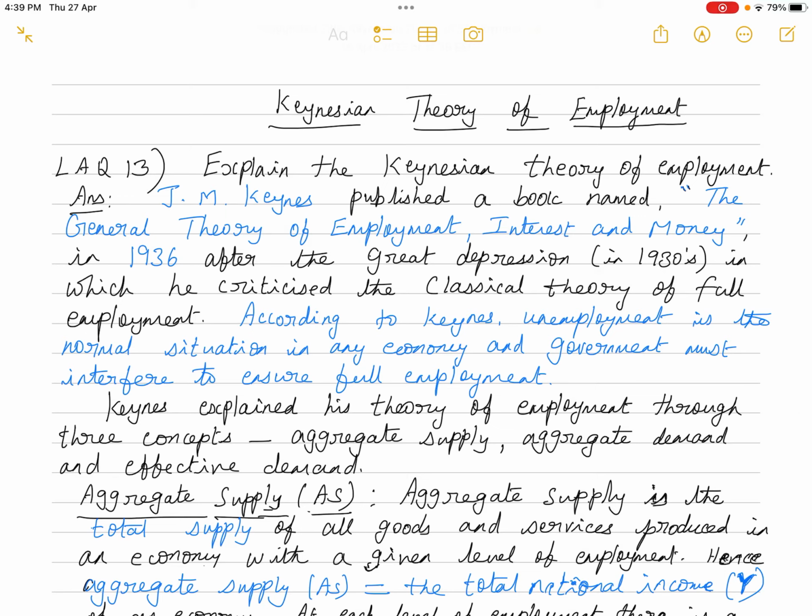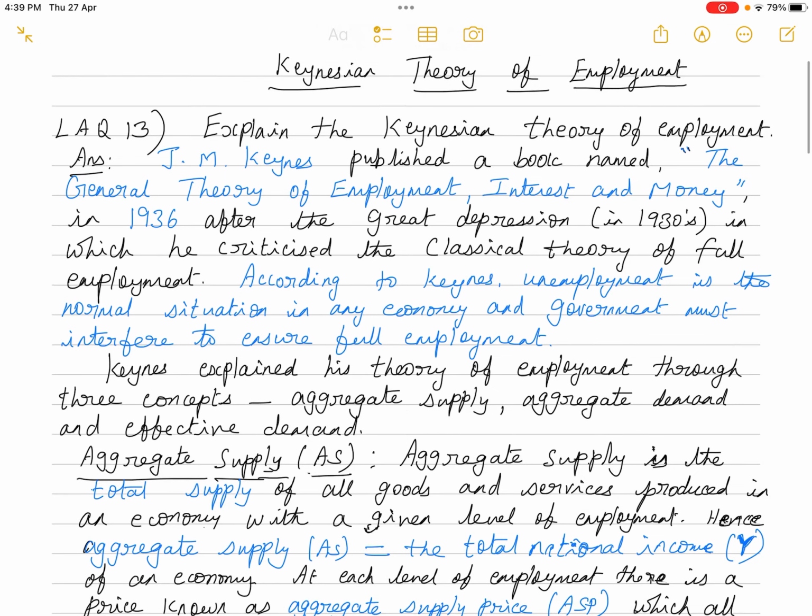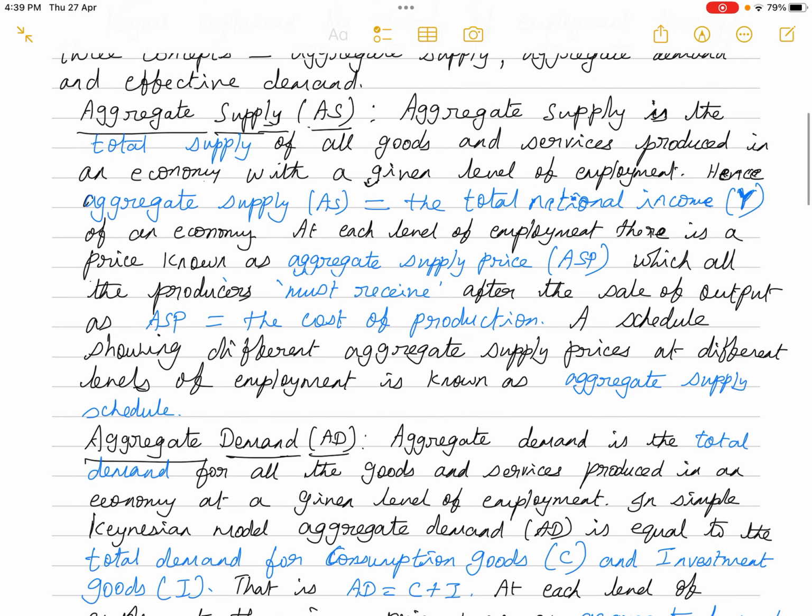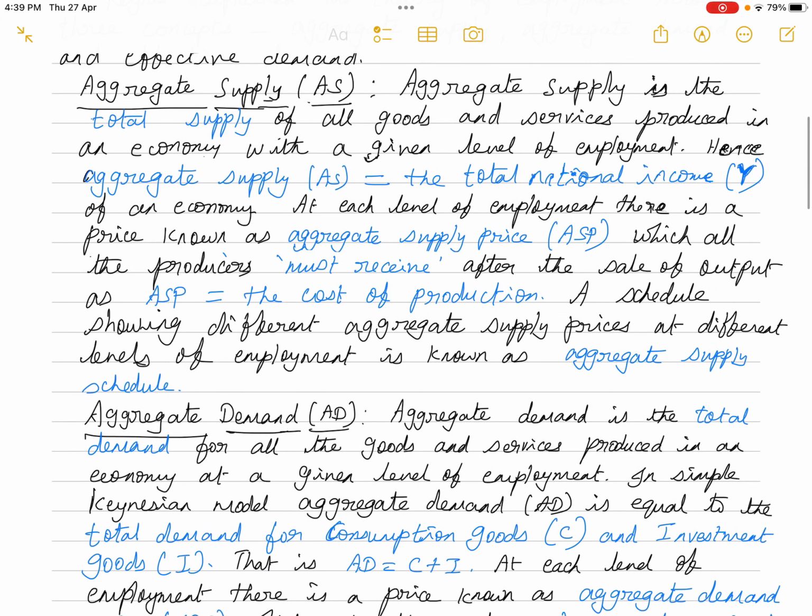Each of these you might even get for 2 marks, and only the effective demand part of it you might even get for 5 marks. The whole thing is very important for 10 marks. Okay, now first let us check the meaning of aggregate supply.